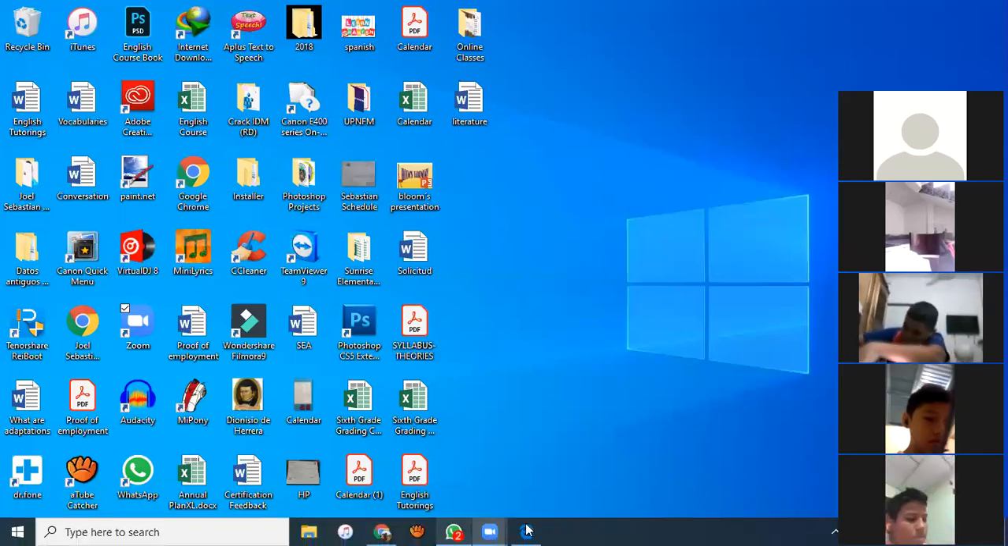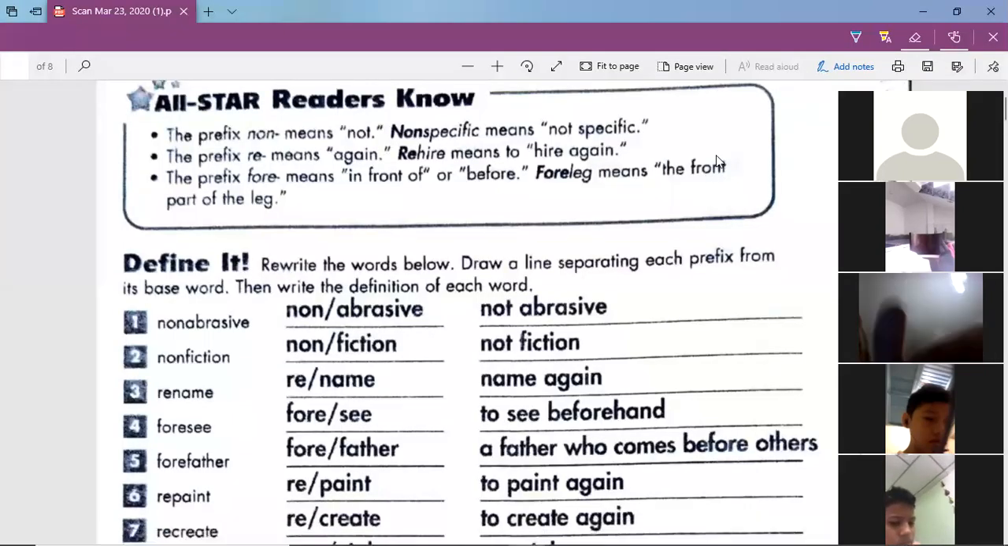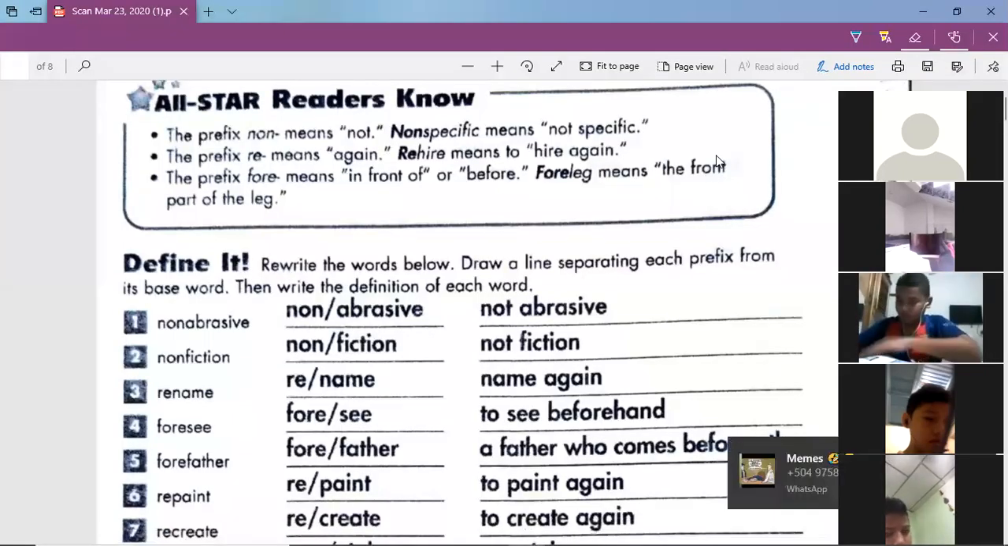Okay, now we are all set up. We're going to start. Let me go ahead and share my screen. All right, let me see. Where do I have the document? I have the document here. This is page 93.